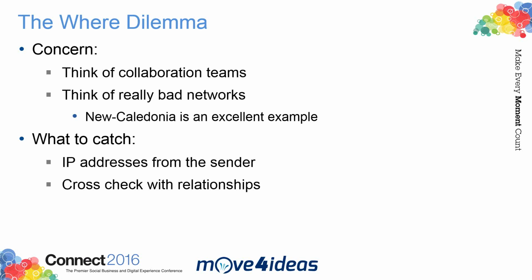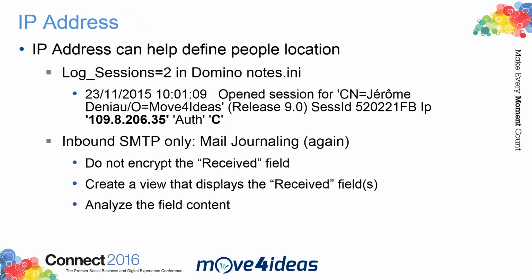So what should we take care of? IP addresses, and we can cross-check with relationships. So IP addresses can help define people's location. If you don't know, if you just have one server in Europe and all around the world people are connecting to the Domino server in Europe, it can be interesting to have the IP address.